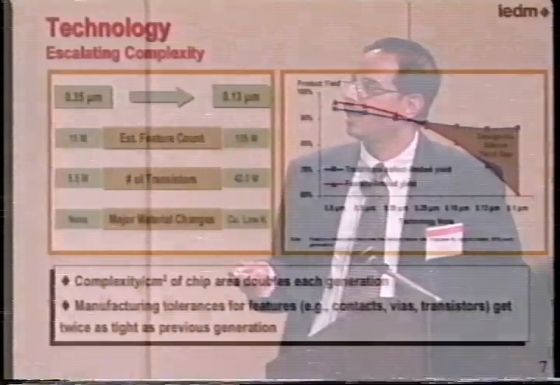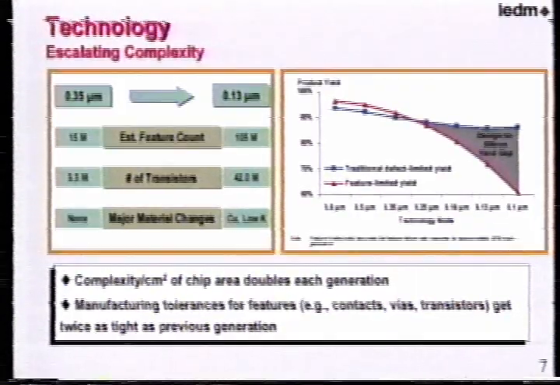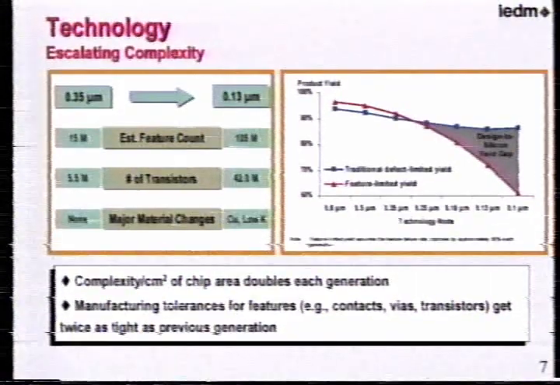Let me take a closer look at the escalating complexity. If you look at going from 0.35 to 0.13 micron, you can very easily see that the number of transistors has gone up about 8 times, essentially 2x per generation. This is well known in this IEDM forum. What you also see is a slightly larger than 8x increase in your contacts and vias. I call them features, essentially, and you'll see why I'm calling them features and not just straight contacts and vias.